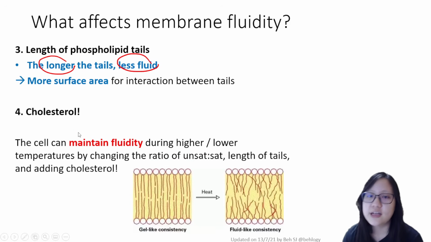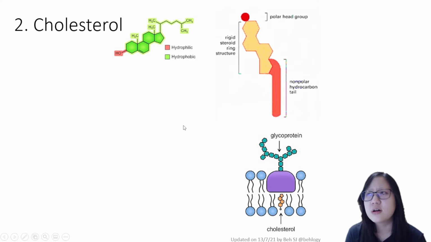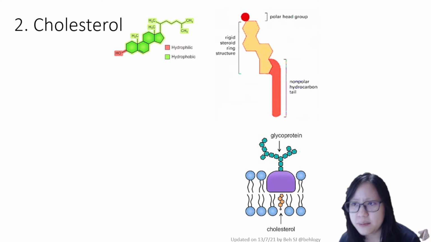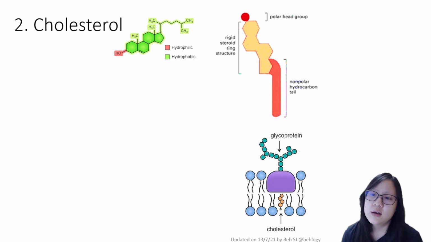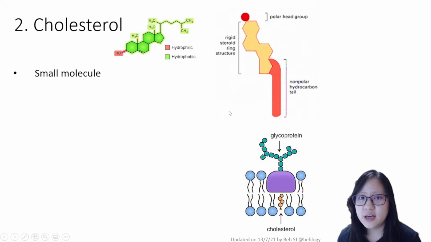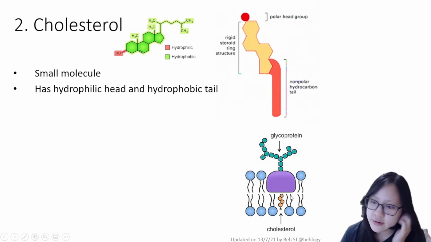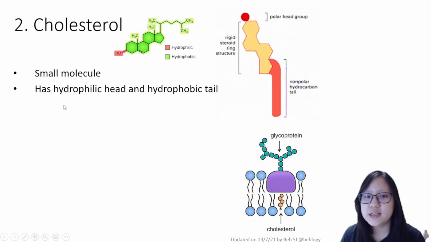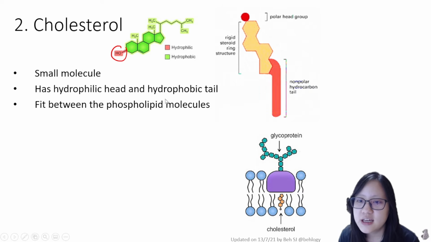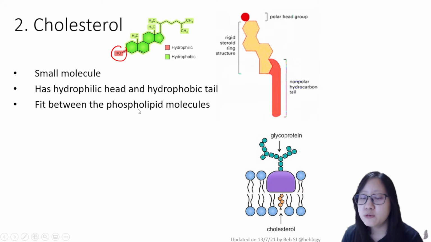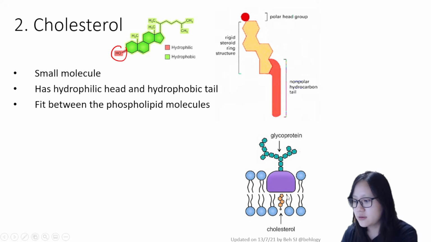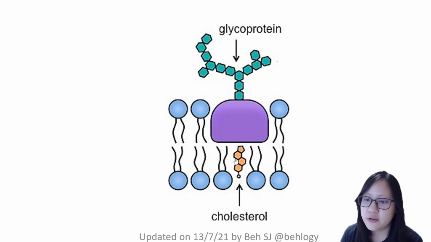So let's look at cholesterol now. How does cholesterol actually regulate membrane fluidity? Let's look at the structure first, okay? Cholesterol is actually quite a small molecule, and you can see how it compares to the other phospholipids here. It has a small hydrophilic head, which is just this OH group right here, and also has a hydrophobic tail. And this allows it to fit between the phospholipid molecules. And you can see here how it fits between them.